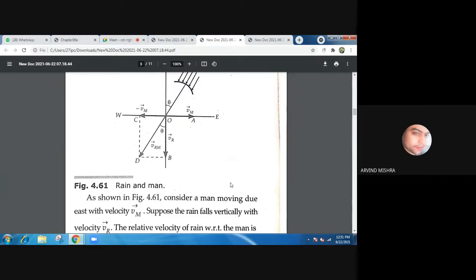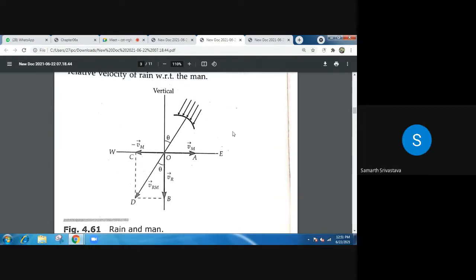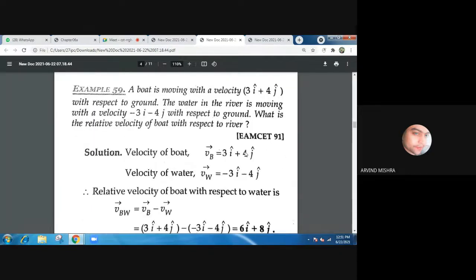How many of you are clear with this thought? Yes, it is clear to everyone. This is a repeated problem actually. So now let's see this problem.